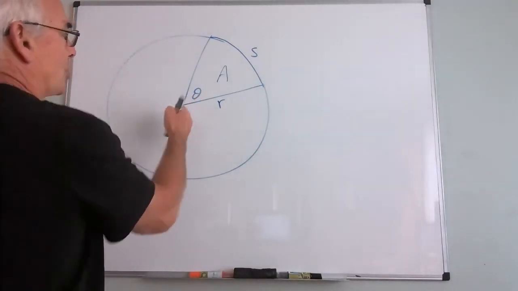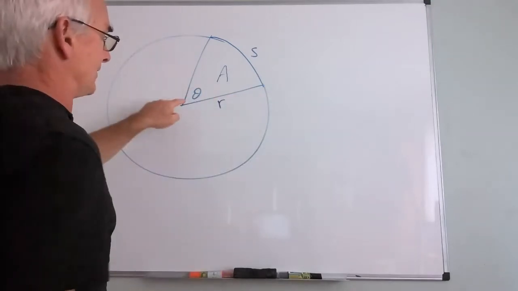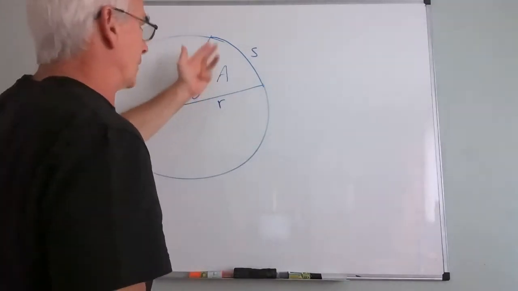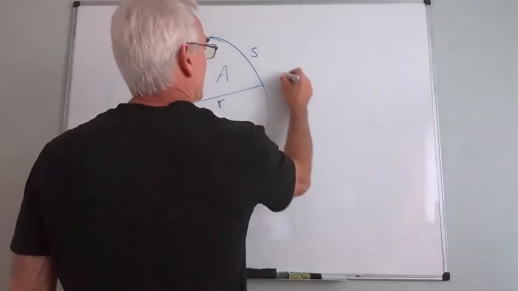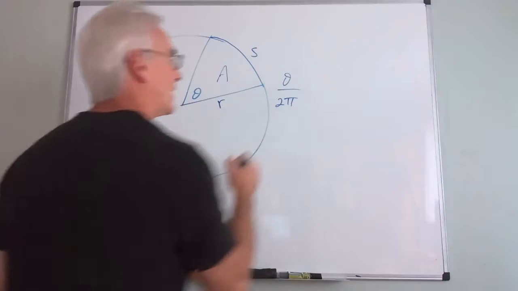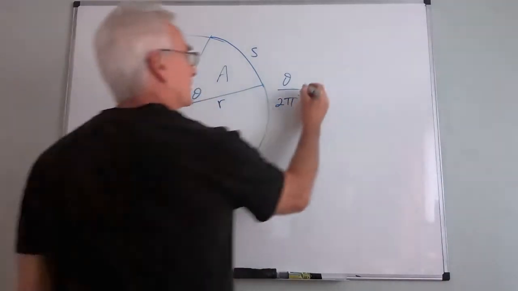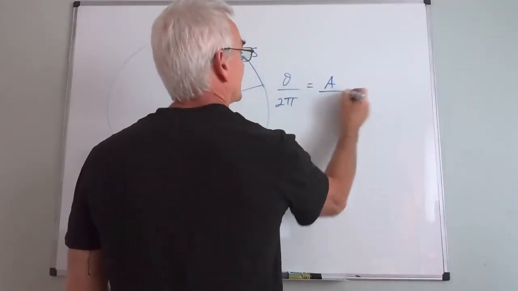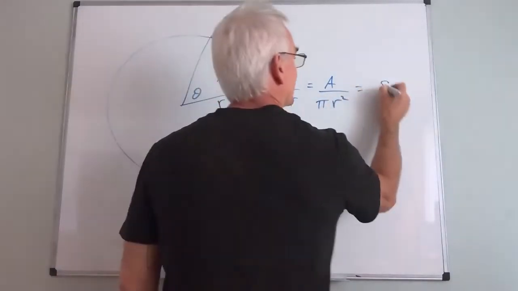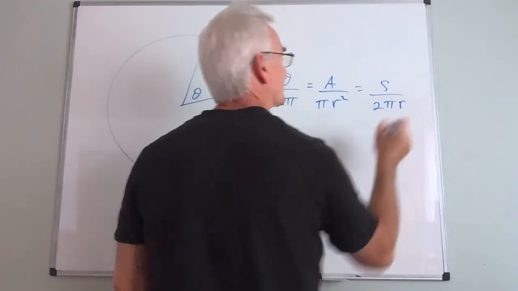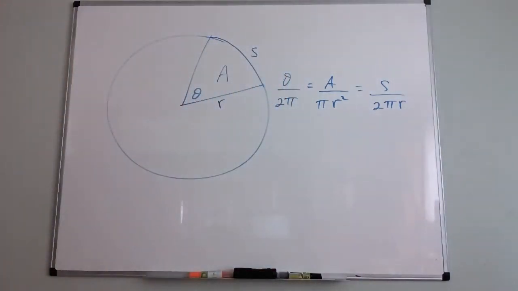Let's say that I took a quarter of the circle. Well, then I should have a quarter of the angle, a quarter of the area, a quarter of the arc length. So in other words, theta is to the angle all the way around, which would be 2 pi radians, as A is to the entire area, which is pi r squared, as S is to the entire circumference, which is 2 pi r. Now we're very familiar with these.